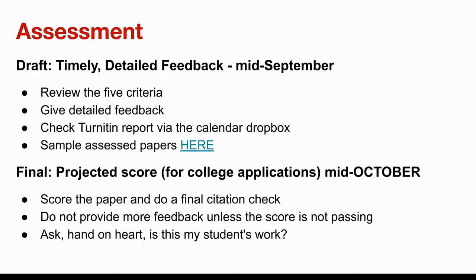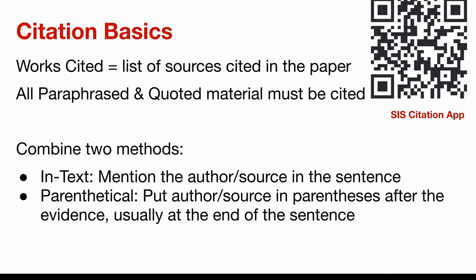This is the time to just double check for sure that you're comfortable that this is your student's work. So the citation piece of this is really important because the IB is really, as they should be, really careful about any plagiarism issues. So the works cited list is the list at the end of their paper, and it's an exact match between what's on that list and what they have cited in their paper. So it's the works that they have cited in their paper.